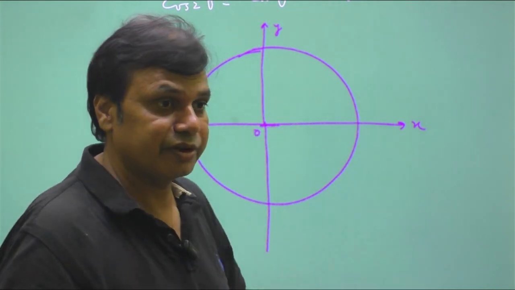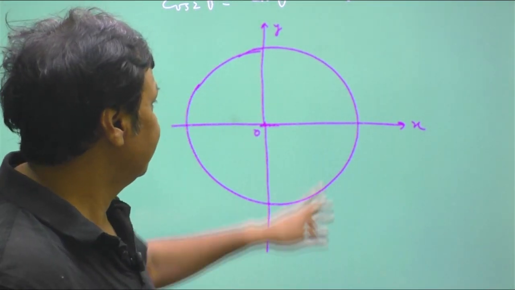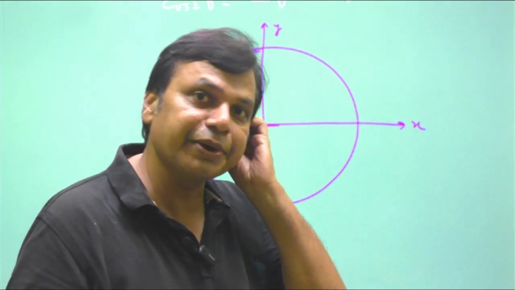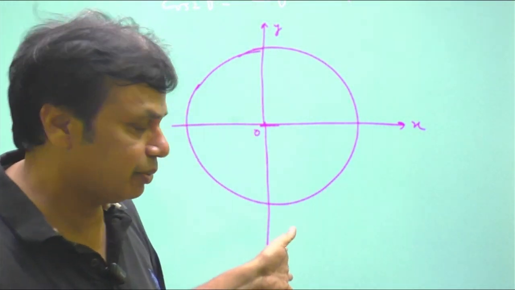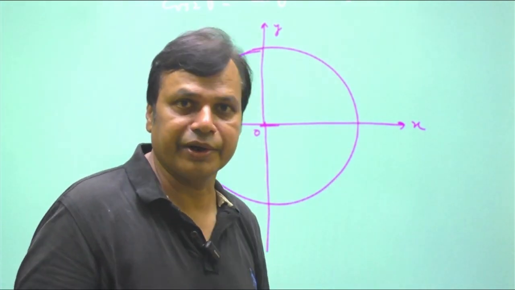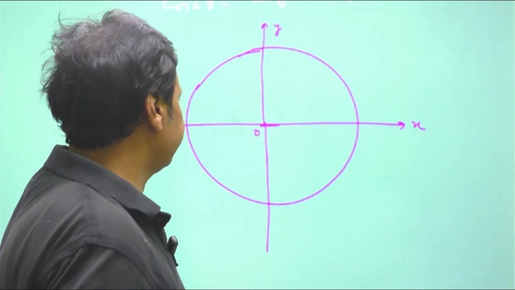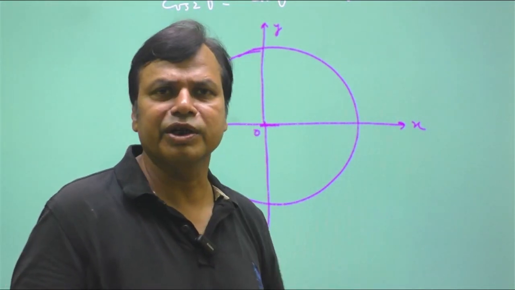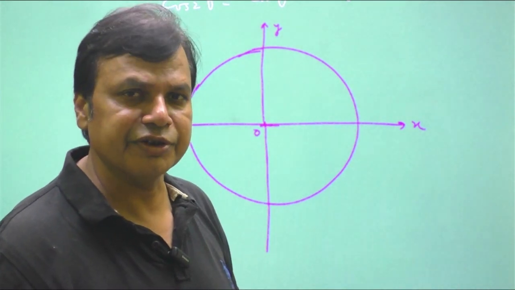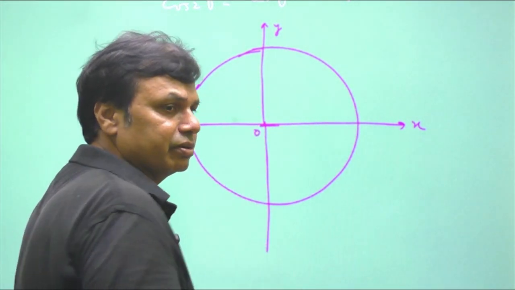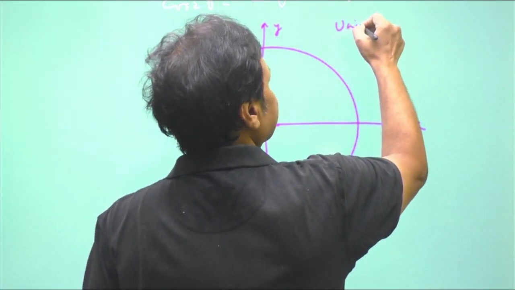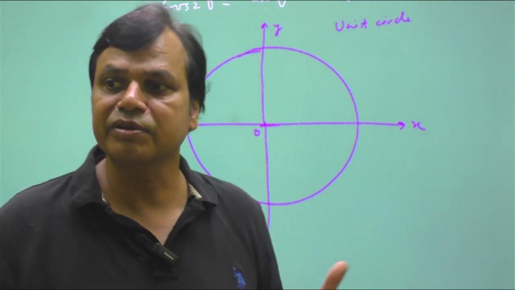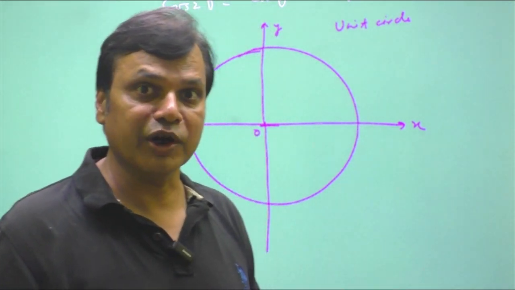There are 4 quadrants. First quadrant, x and y coordinates are positive. Second quadrant, x coordinate negative, y coordinate positive. Third quadrant, both negative. Fourth quadrant, x positive, y negative. Let's make it a circle of unit radius. So this is a unit circle. That is, the radius of the circle is unity, 1 unit.